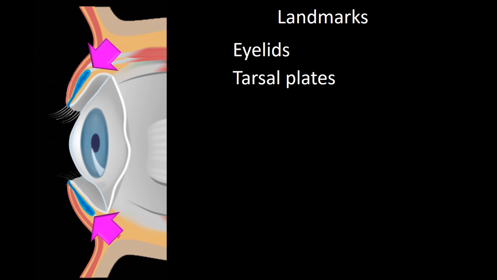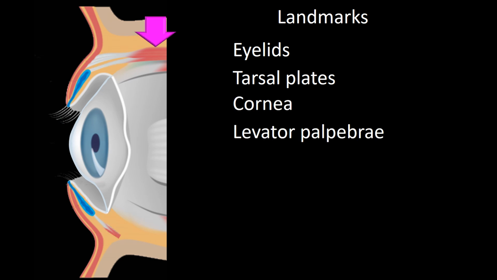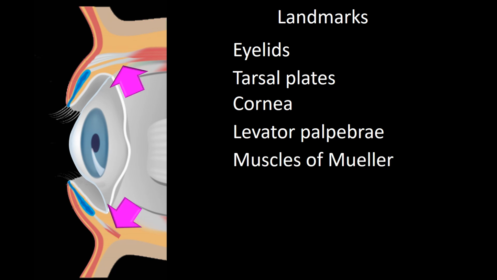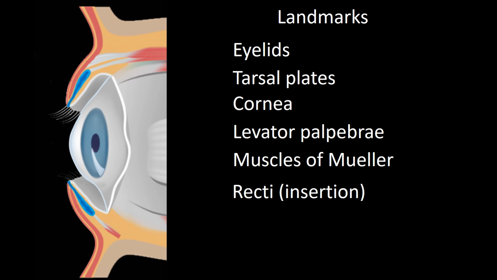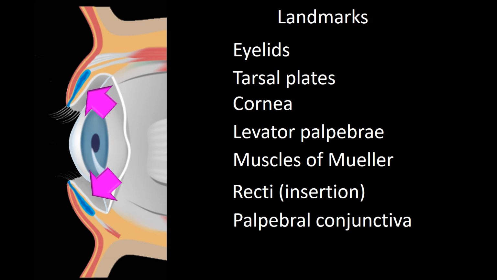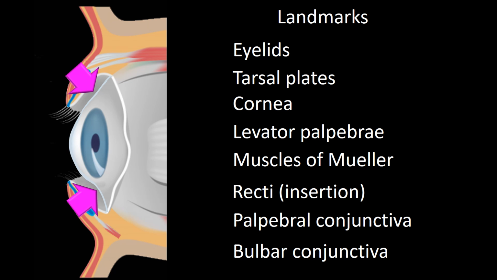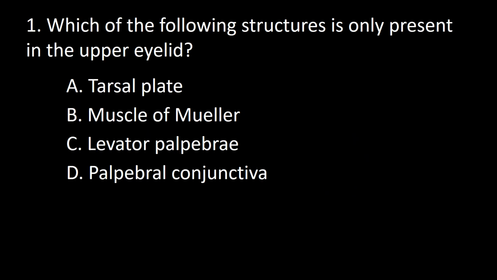Eyelids, tarsal plate, cornea, levator palpebrae, which is innervated by the third cranial nerve, the muscle of Mueller, a sympathetically innervated muscle that attaches to the tarsal plates, the insertion of the recti, superior, lateral, inferior, the palpebral conjunctiva, the bulbar conjunctiva, which you can see here delineated by the brackets. So the answer to this question is C.